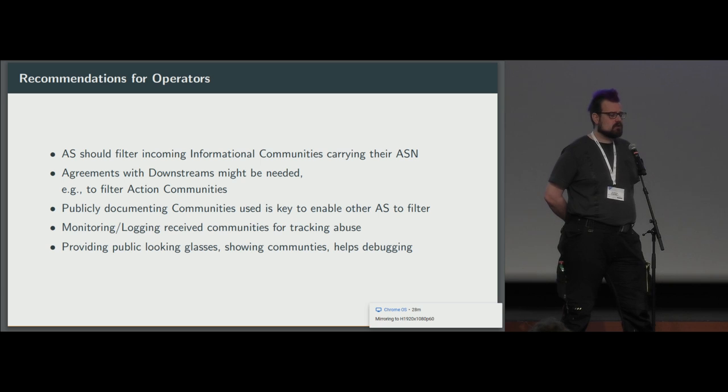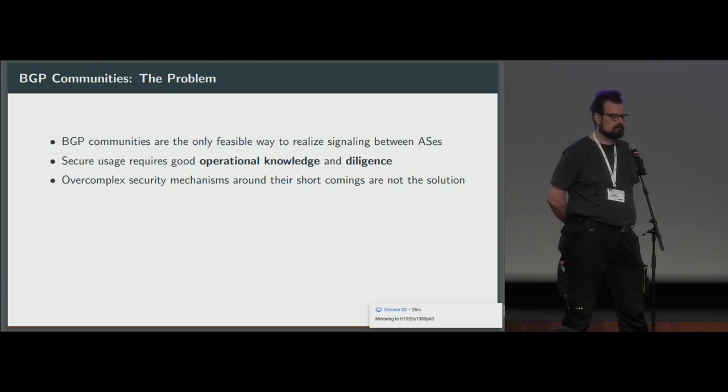Of course, publicly documenting the communities you are using is key to enable other ASs to filter action communities to you. So if I have a customer where I know he might be playing around with BGP, I might want to filter things so he cannot trigger things in my upstream. But you need agreements for that, if you are actually allowed to filter these or not, or define what they are allowed to do. And one request, if you are providing public looking glasses, which is a good idea, please also show the community values that you receive. Otherwise, it's very hard to debug things.